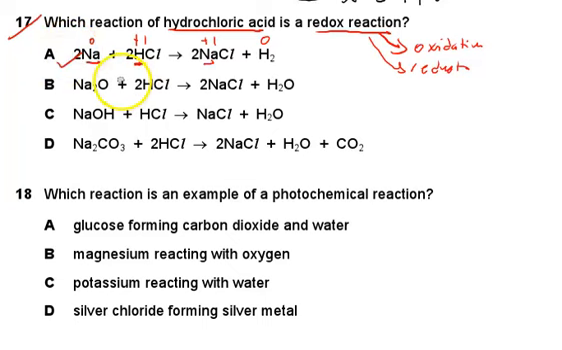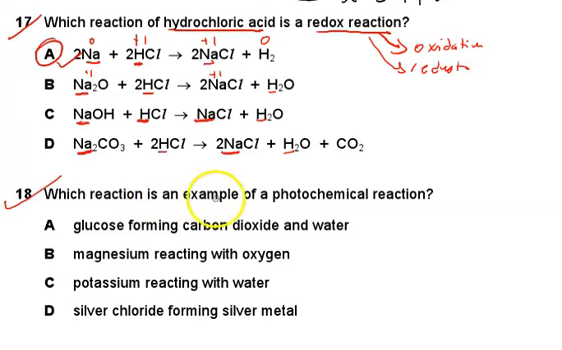Now we look at the others. Here will be positive 1, no change. And here there is no change. And when we look at hydrogen, it remains the same, both in the reactant and the product. So there is no oxidation and there is no reduction here. So 17 is A. Okay, look at number 18.